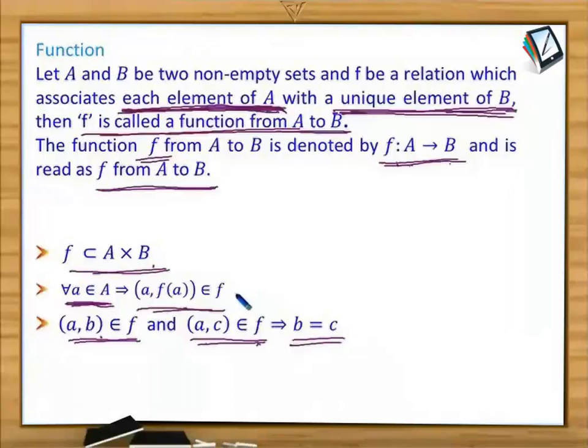So if you look at this part, this says every element of A must be used in the mapping. And the second condition says the element which is mapped should have a unique element in B. Then the relation which we selected, f, is called a function. So this is the definition in words and this is the mathematical form of the definition.